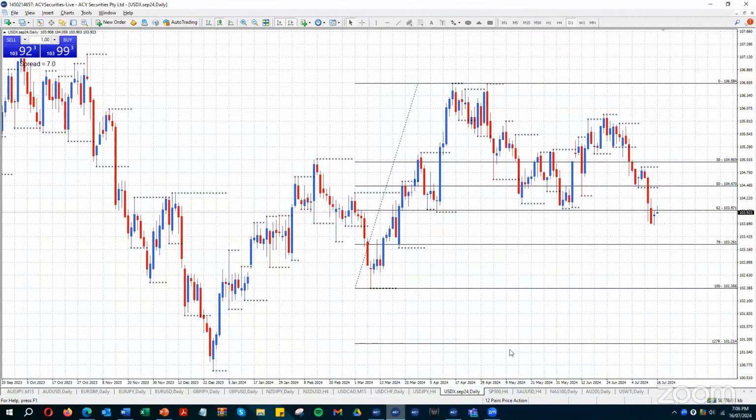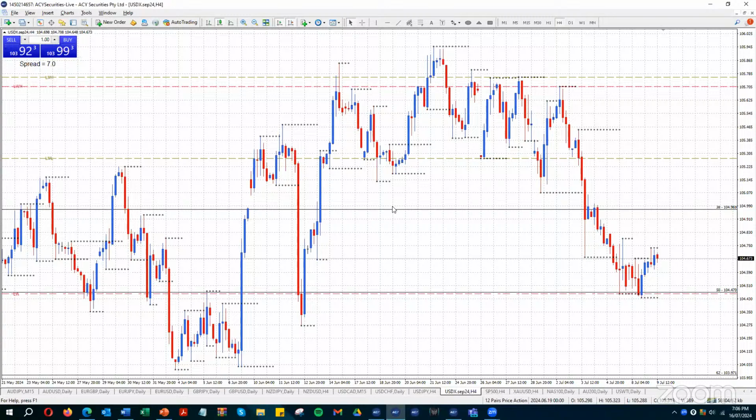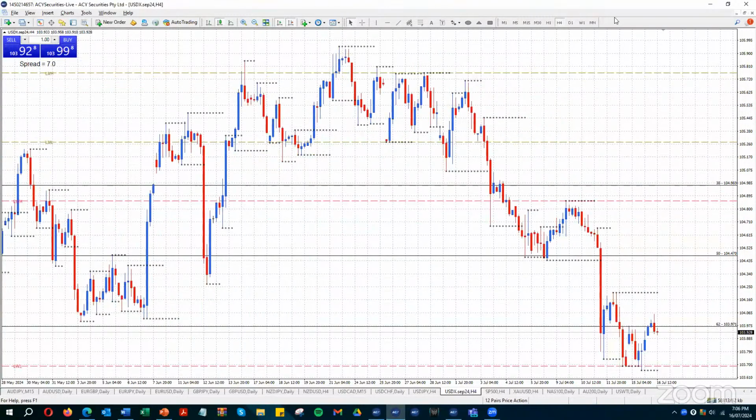All right, to the charts. On the US dollar here, now, there is a big question. This is the range. Let's go to the 4-hour chart.